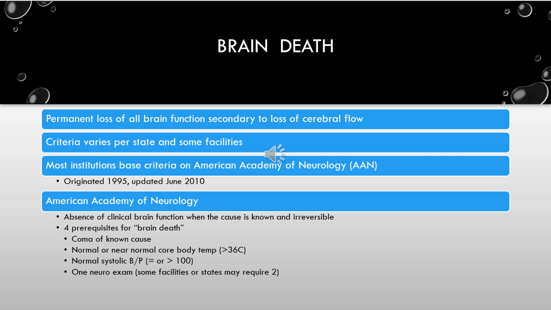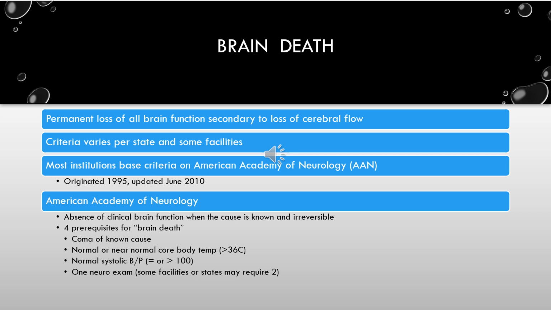So, absence of clinical brain function when the cause is known and irreversible. So we know what caused it, and we know that no matter what we do, we're not going to reverse the damage that has been done or get that function back. There are 4 prerequisites for somebody to be declared brain dead. Coma of known cause. Again, that goes back to that very first thing.